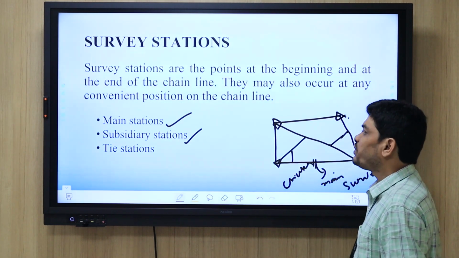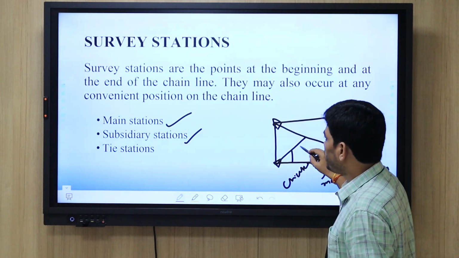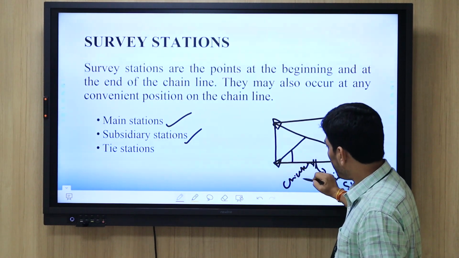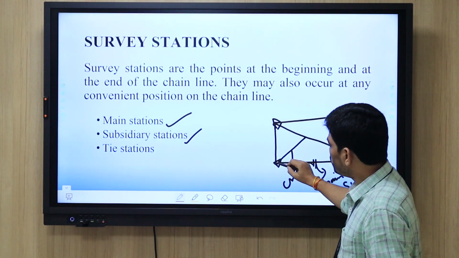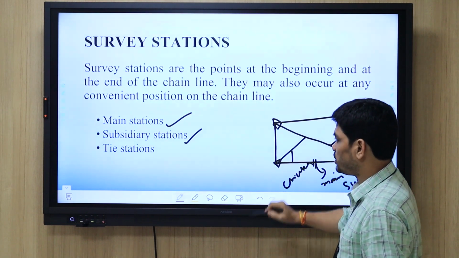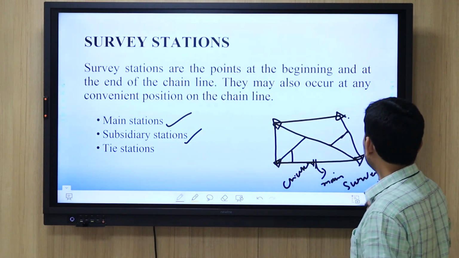People often confuse this check line and tie line. So check line means it should be connected to the apex of the main station. Okay.